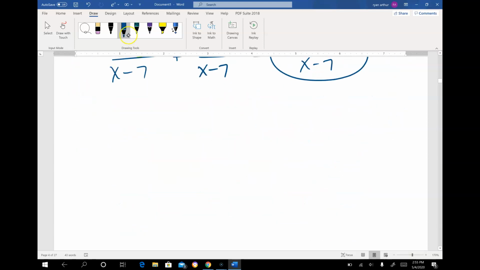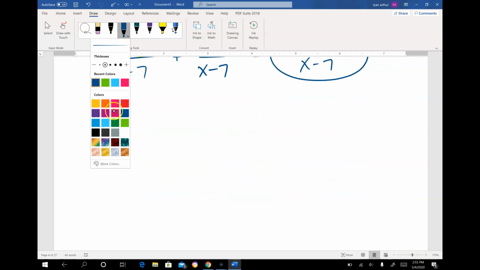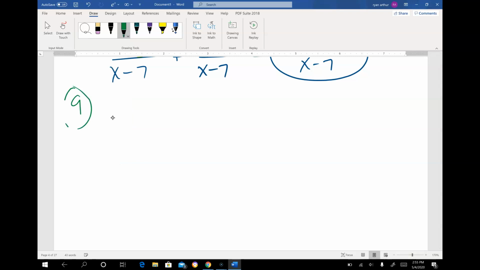All right. Number 9. Number 9 is going to be 5x plus 3 over x, minus 2 over x minus 3. Keep, change.